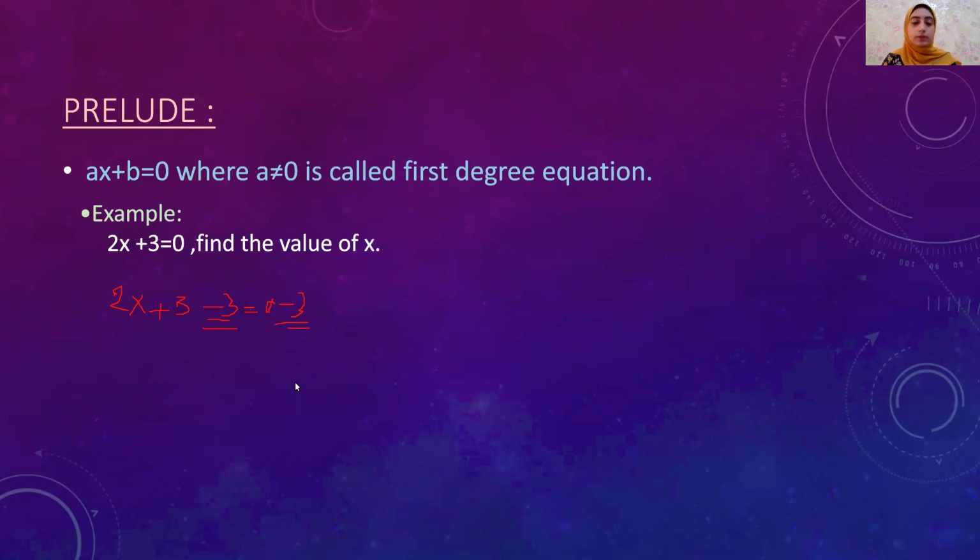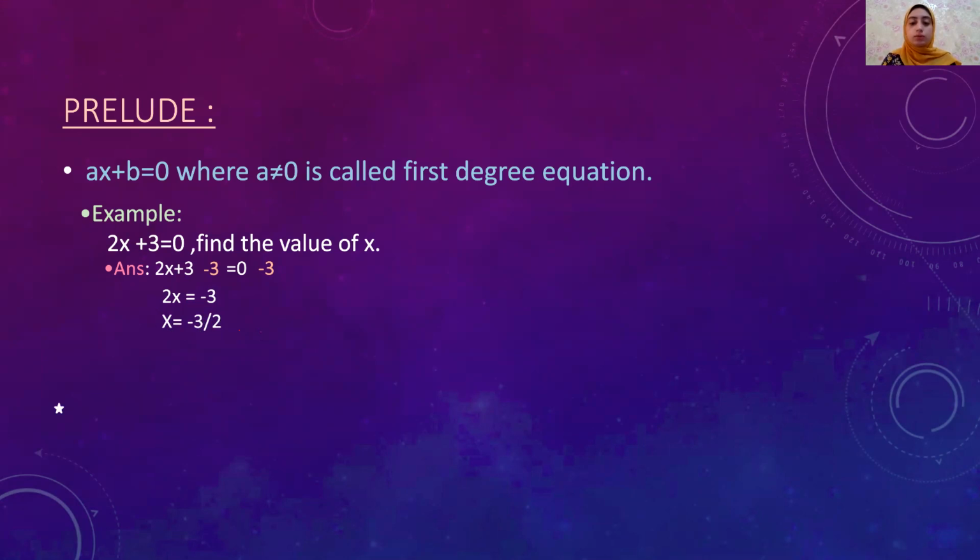Now let's complete. 2x plus 3 equals 0. Negative 3 and negative 3. Positive 3 and negative 3 equals 0. 0 minus 3 equals negative 3. So 2x equals negative 3. This is a new equation. Let's solve for x by dividing both sides by 2. So x equals negative 3 over 2. Okay.